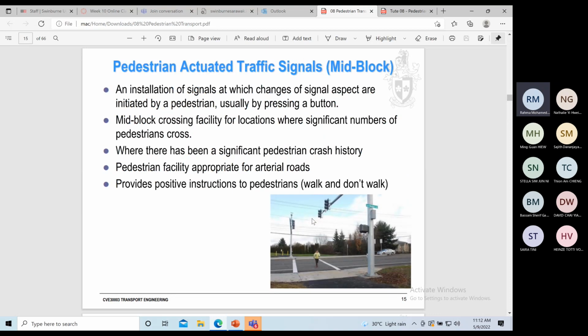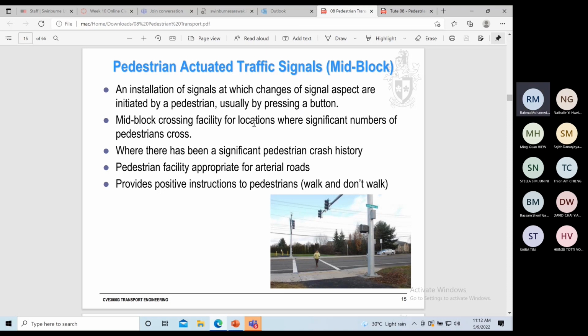Then we have pedestrian actuated traffic signals, the ones that are installed at mid-block, an installation of signals at which changes of signal aspect are initiated by a pedestrian. Usually the pedestrian can press a button so that the signals detect there is a pedestrian, so that a green time is allocated for that pedestrian to cross the road.